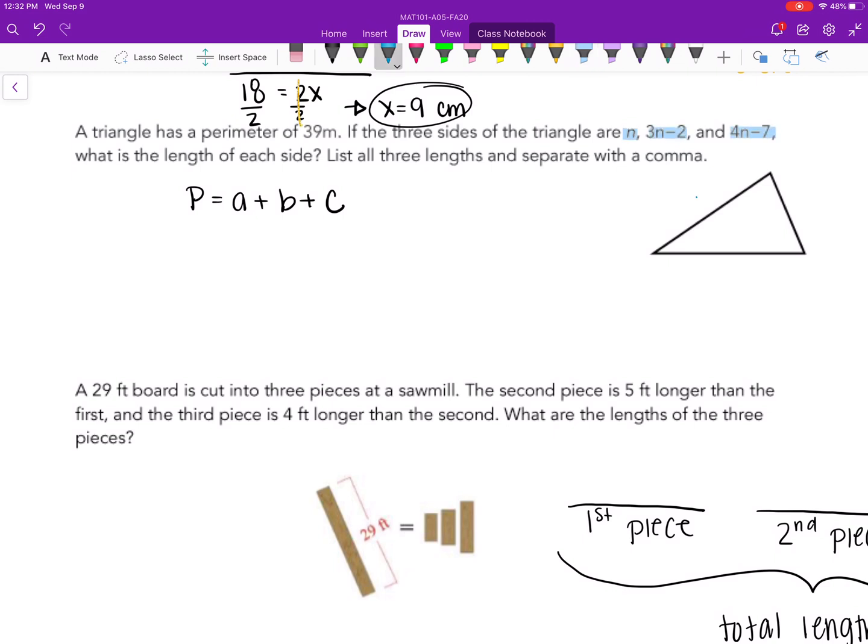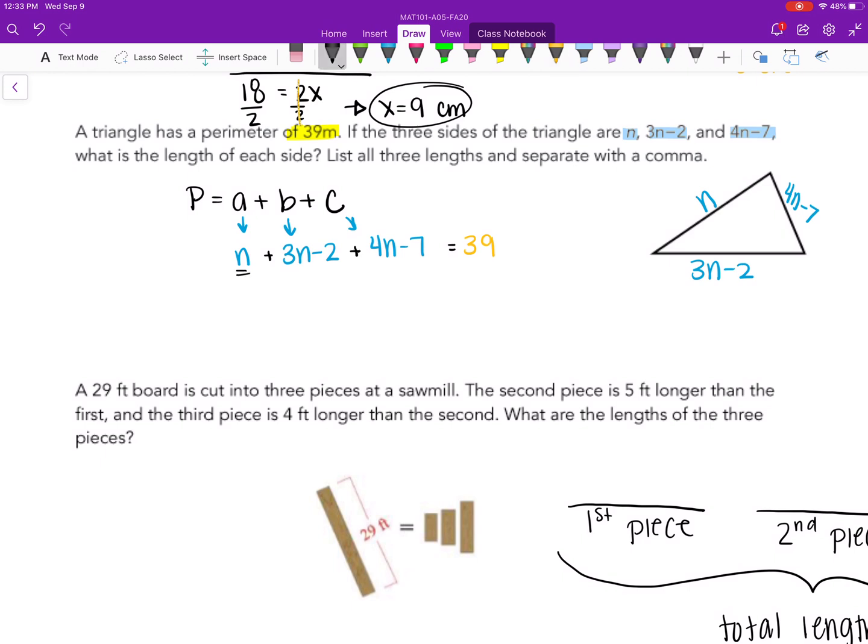So I'm going to fill them in on my triangle, n, 3n minus 2, and 4n minus 7. Doesn't matter which way you put them, that's just where I put mine. So I'm going to fill in the formula. A, we're going to call that side n. B will be the 3n minus 2, and C will be 4n minus 7. And with the perimeter formula, you're going to add up all three sides, and that has to be equal to the perimeter, or P, which they told me was 39 meters.